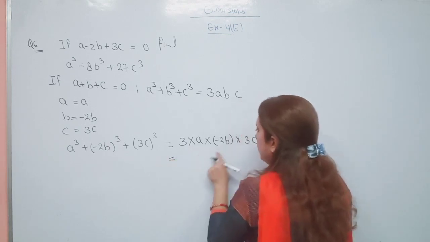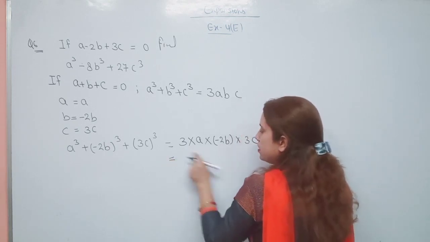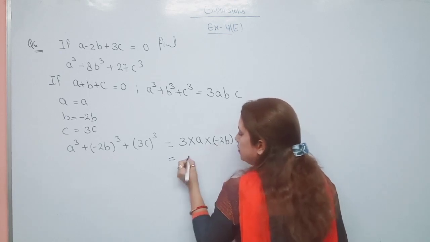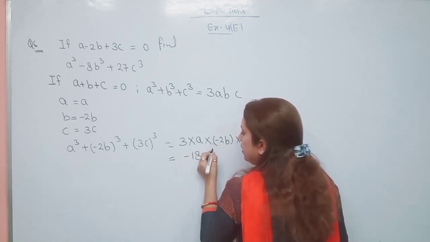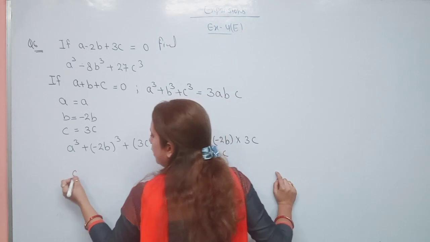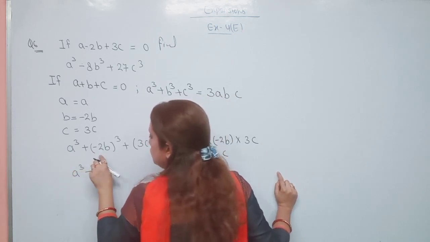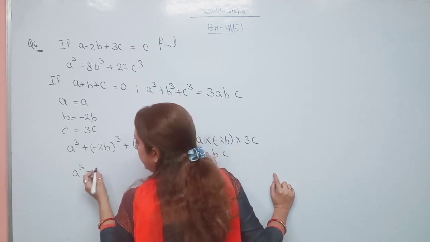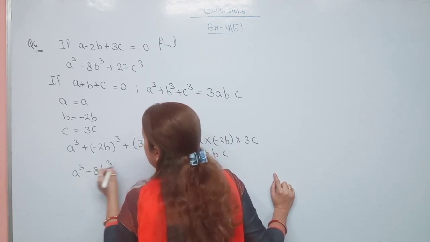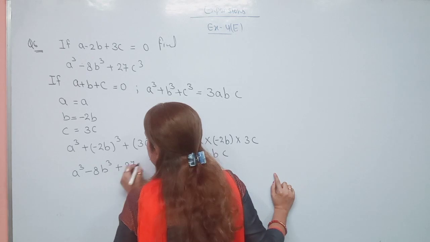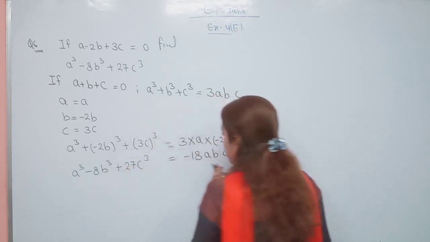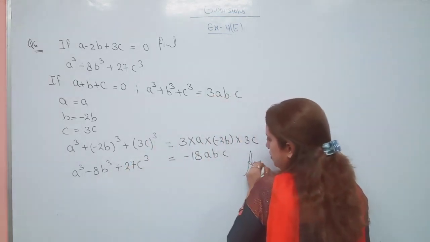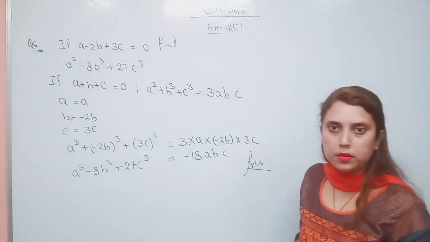Now 3 into 2 is 6, 6 into 3 is 18, and with the minus sign, minus 18abc. Here a cube minus 8b cube plus 27c cube, because when we do the cube of a minus sign it will come minus. The value is minus 18abc. This is the answer. Okay beta?